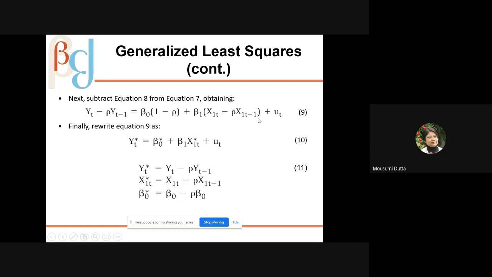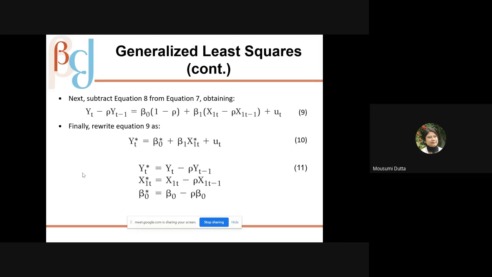So once we get this kind of thing, we can present the model in this format, which is a classical model. Once I perform this kind of transformation, I'm getting a classical model because the error is simply ut, which is a classical error. So equation 10 is a transformed model where the error is a classical one. Once you get this, you will be able to estimate these parameters, beta naught, beta 1, etc. using the least square technique because the error is a classical one. Okay. So this is the idea.